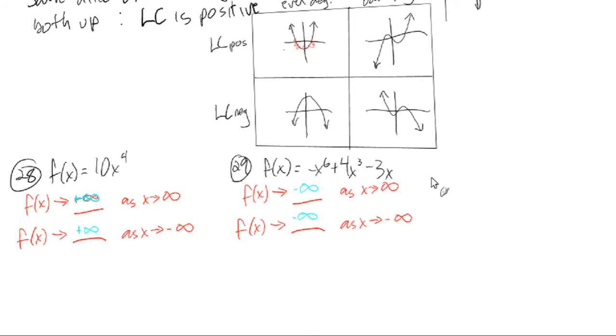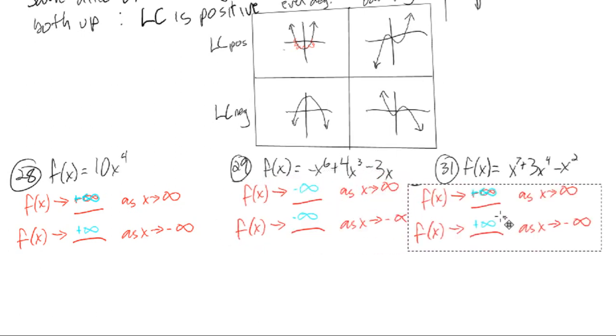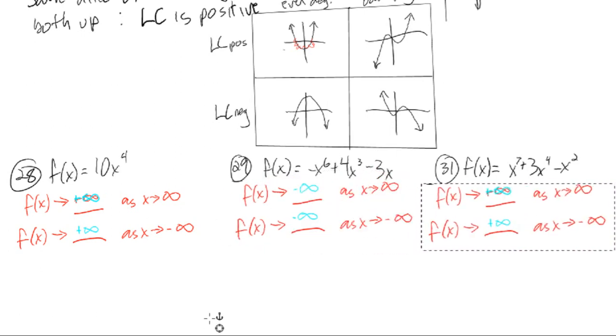Let's do number 31. That'll be the last of that kind. 31 says f of x equals x to the 7th plus 3x to the 4th minus x squared. What's happening with this guy? Let's move this over here. Erase those. Okay. What is this function doing?